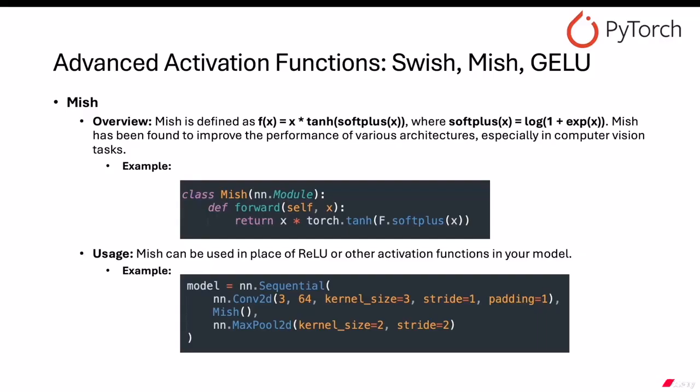Usage. Mish can be used in place of ReLU or other activation functions in your model by saying model equal to nn.Sequential, and then you have nn.Conv2d where 3, 64, kernel size equal to 3, stride equal to 1, padding is 1, and then call the Mish function, and then nn.MaxPool2d kernel size of 2 and stride of 2.